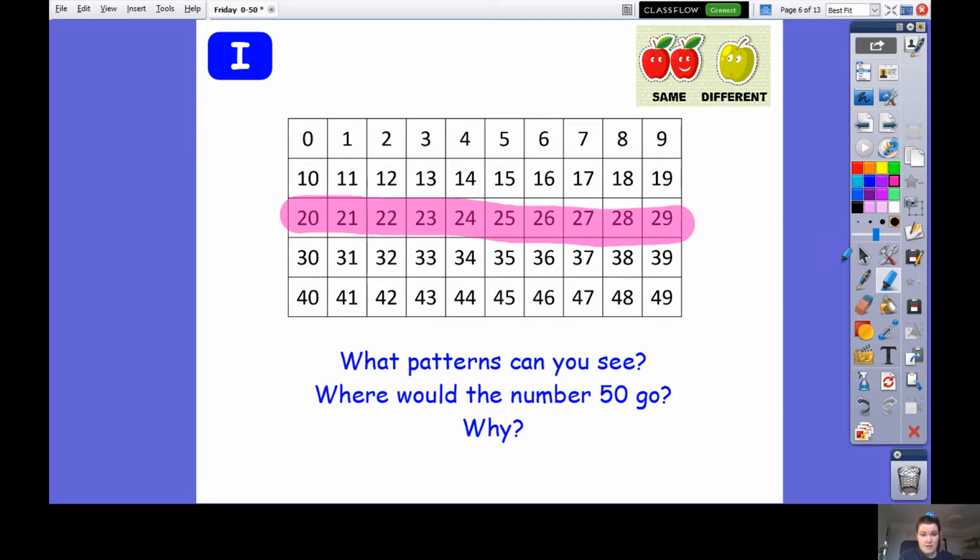The same as they all start with the same number. You were absolutely right. They do all start with the same number. What is the number they all start with? 2. Fantastic. And we can look at the start here and see that that must mean it's 20. So this is 21, 22, 23, 24, 25, 26, 27, 28, 29. What's different about this set of numbers? Well done. The ones are all different. Very good. Fantastic.